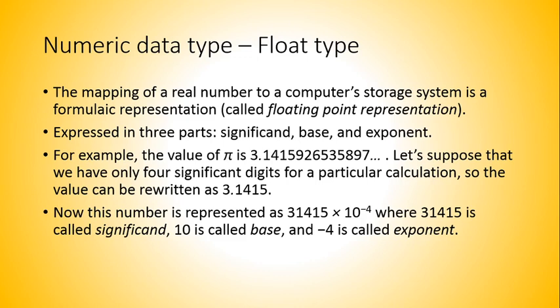So for example, if the value of pi, which is 3.14159 and so on, is considered to only 4 significant digits for a particular calculation, its value will be written as 3.1415. Now, this number is represented as 31415 into 10 raised to -4. Here 31415 is called the significand, 10 is the base, and -4 is the exponent.